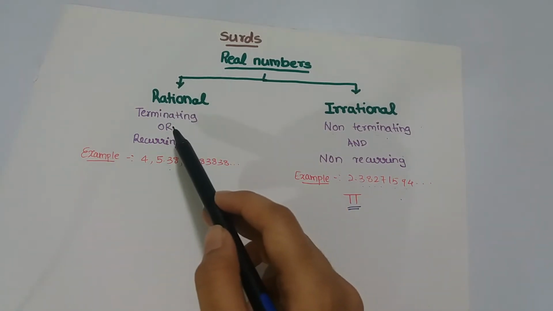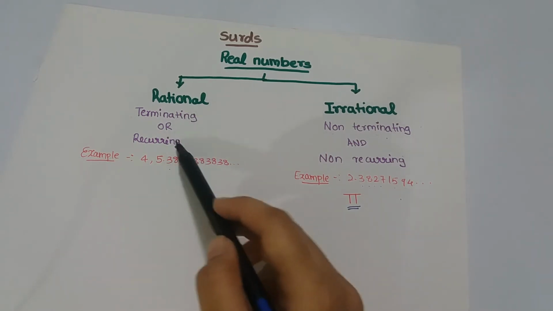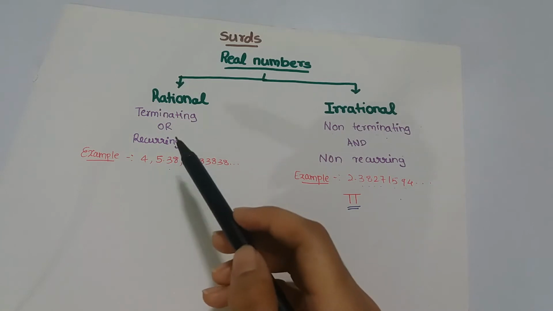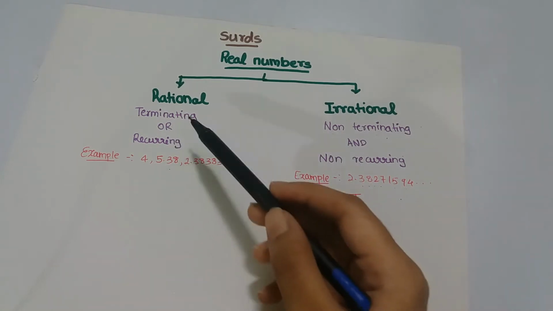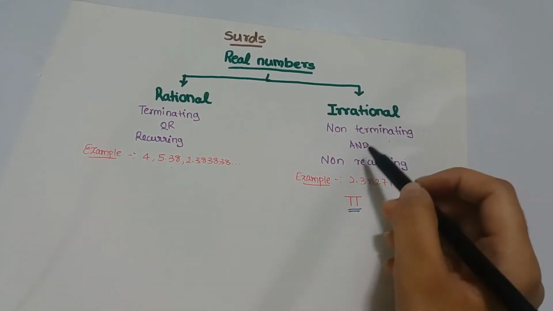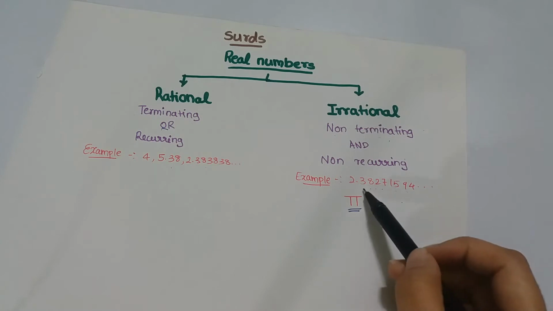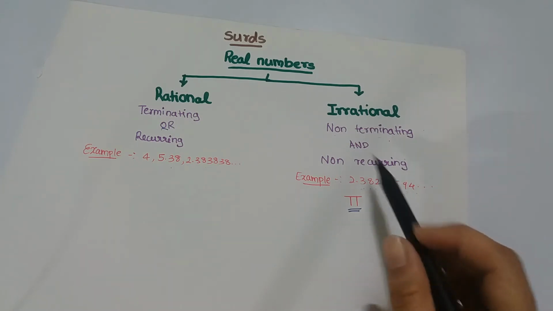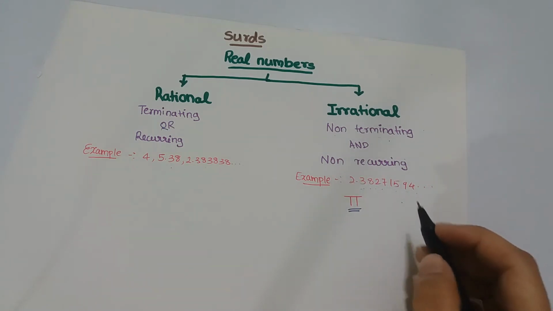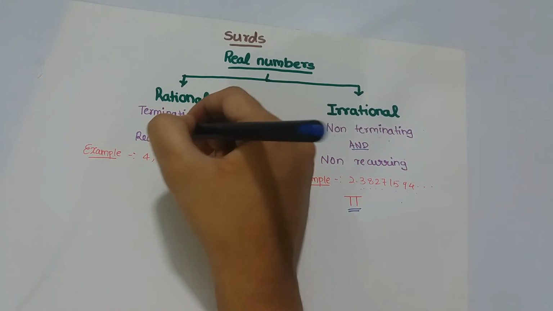Now this is very important to understand: rational numbers can either be terminating or recurring. They cannot be both, because terminating numbers are the ones which stop and recurring ones are those which continue. That is why I have mentioned or. Second, irrational numbers have to be both non-terminating and non-recurring. The digits have to be never ending; if it becomes terminating, it is rational. And non-recurring also, that means they should not have digits repeating themselves. So here the important word is and, and there the important word is or.